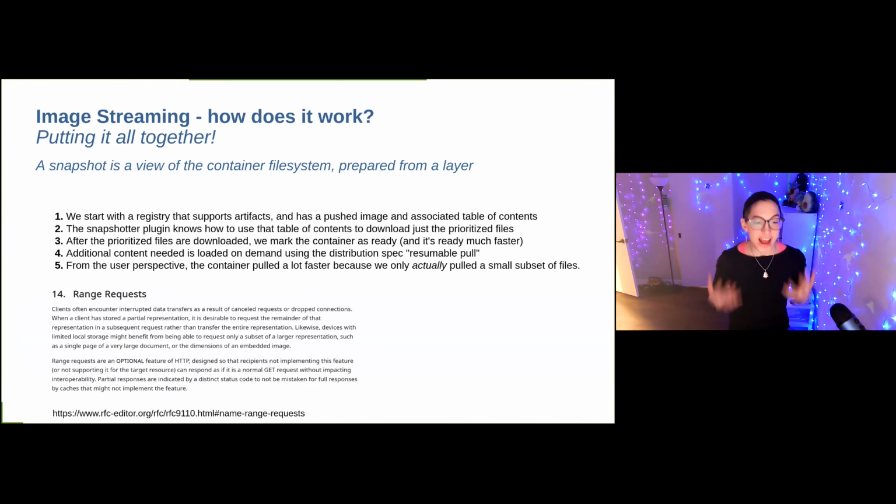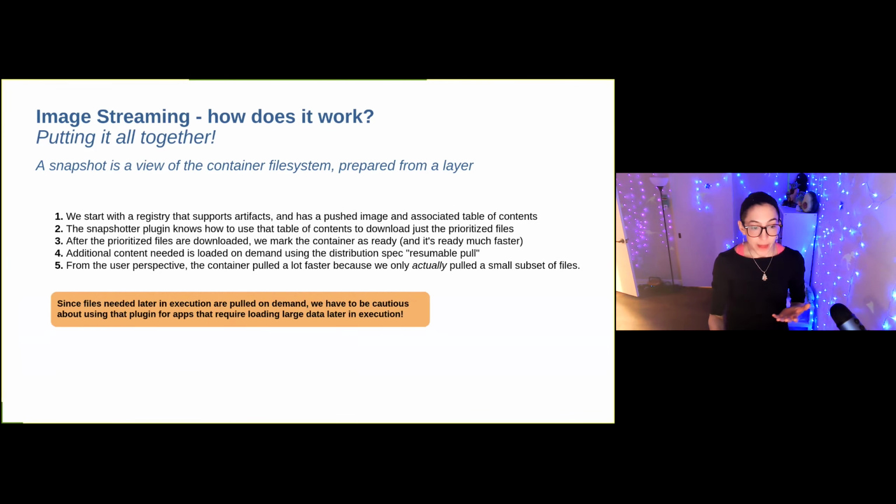And underlying all of that is just a really simple HTTP technology, a range request, where you ask for just a range of data. So that's really cool. But what are the caveats? The caveats are that if you have an application that needs a lot of really large data later in execution, you have to be very cautious, because you're downloading the data when you need it, this can actually lead to performance detriments for the application itself.